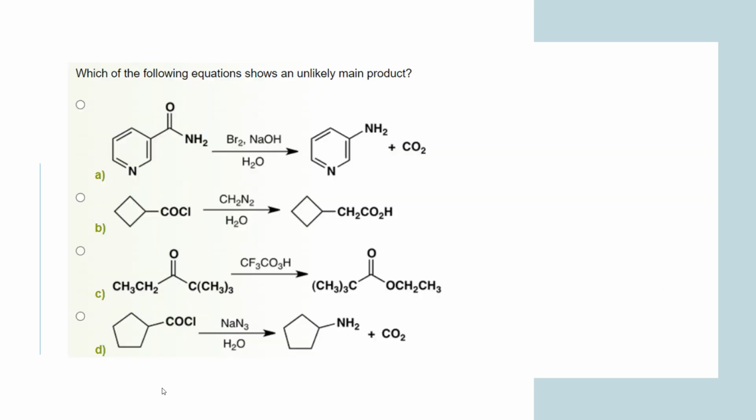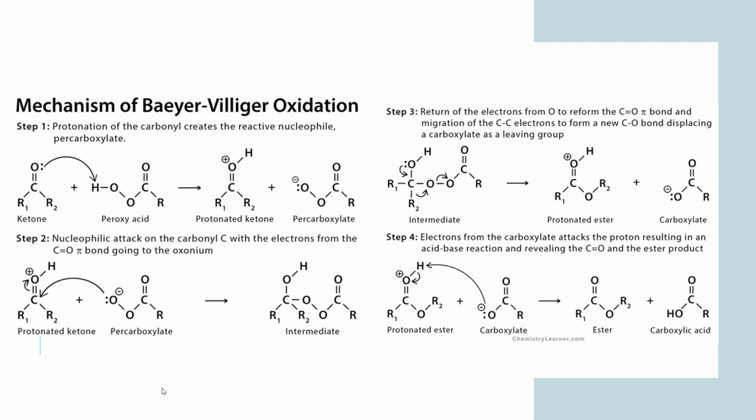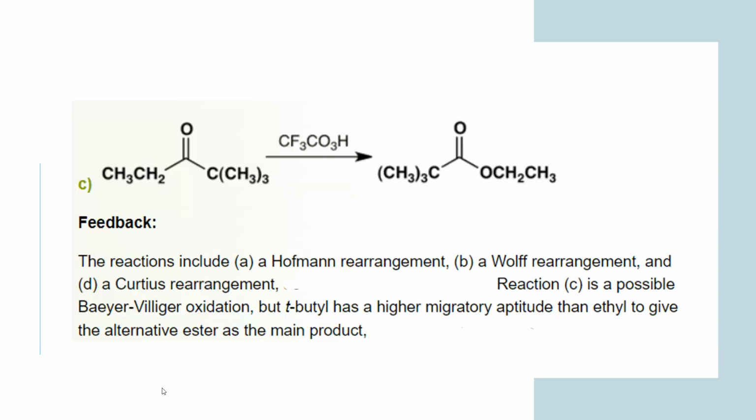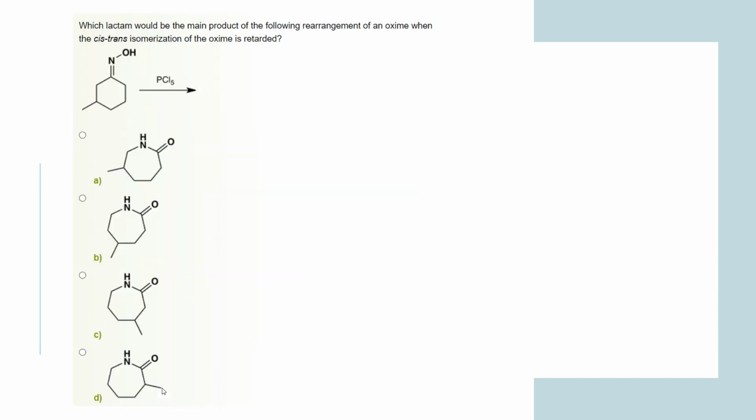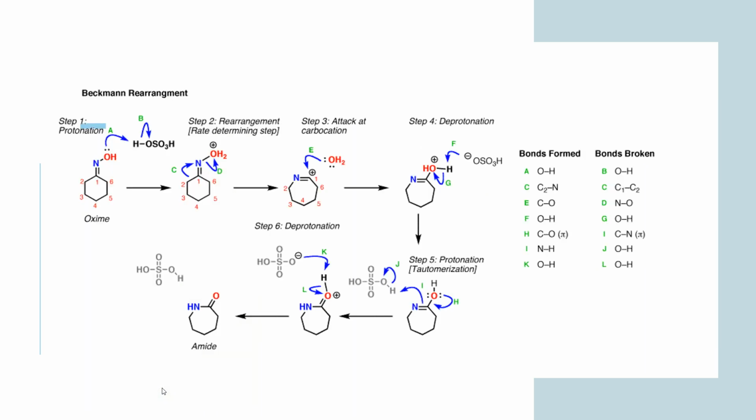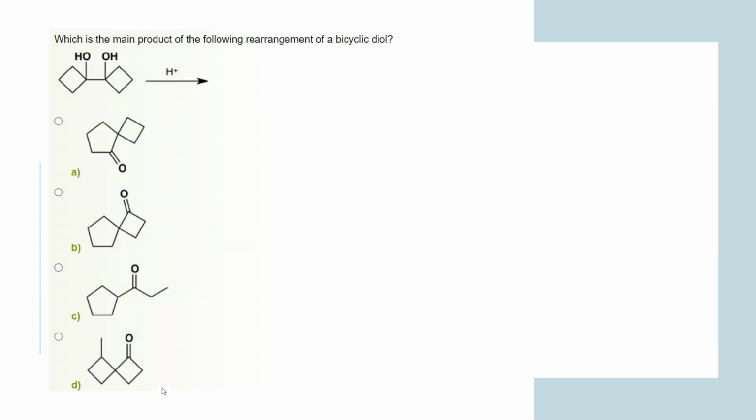Again, we discussed these four reactions and we saw that option C, which was supposed to involve Baeyer-Villiger oxidation reaction conditions, was not giving us the main expected product because the wrong migratory aptitude group was being shifted. So we chose option C as the correct answer. Then we discussed the mechanism of Beckmann rearrangement, and the alkyl group anti to the oxime hydroxyl group was shifting to give us ring expansion again, and we chose option A as the correct answer.